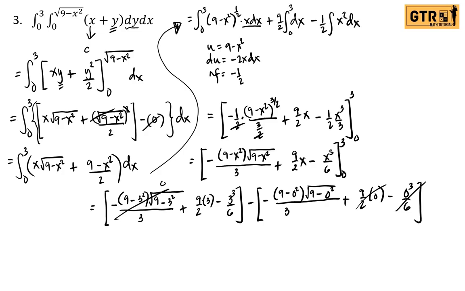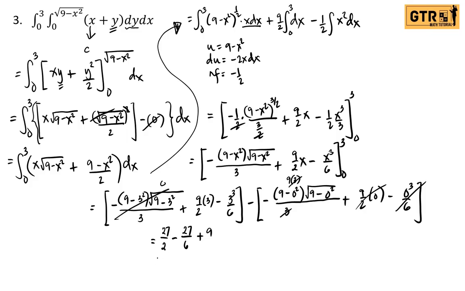We have 9 times 3. So that is equal to 27 over 2 minus 3 cubed. So still 27 over 6. And then we have minus, but we have another minus here. So that will become plus. So we have 9 minus 0 squared. So that is equal to 9. So this is 9. And then square root of 9. So this will become 9 times square root of 9. So we have 9 times 3. But we have 3 in the denominator. So we can cancel 3. So therefore, that will be equal to only 9.